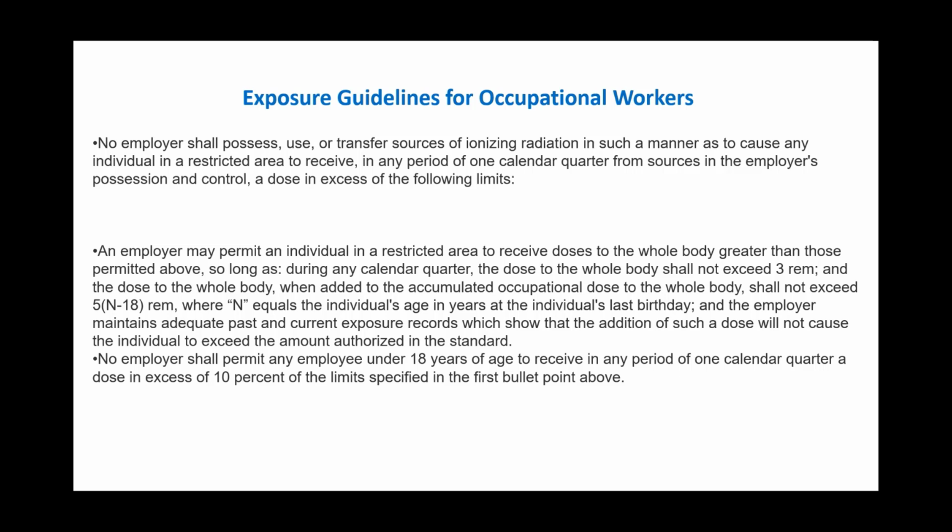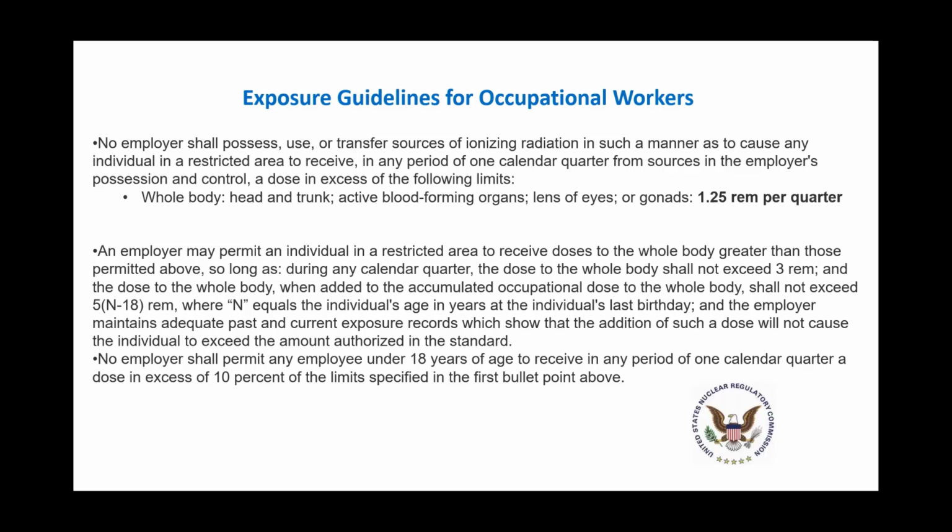Let's take a look at the occupational guidelines to demonstrate what I'm talking about. No employer shall possess, use, or transfer sources of ionizing radiation in such a manner as to cause any individual in a restricted area to receive, in any period of one calendar quarter from the sources in the employer's possession and control, a dose in excess of the following limits.